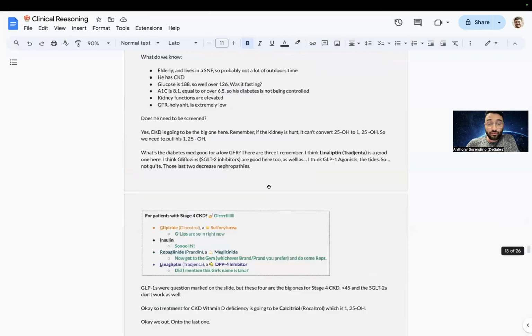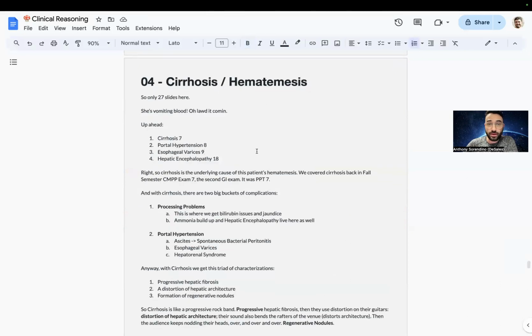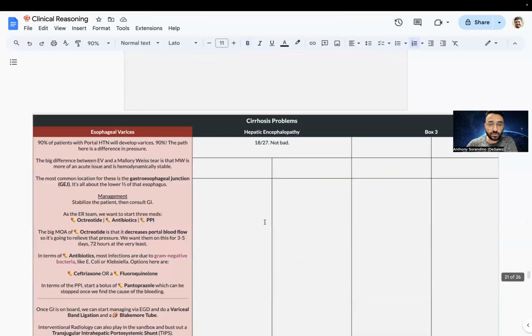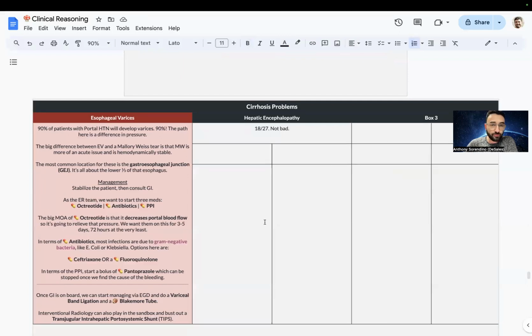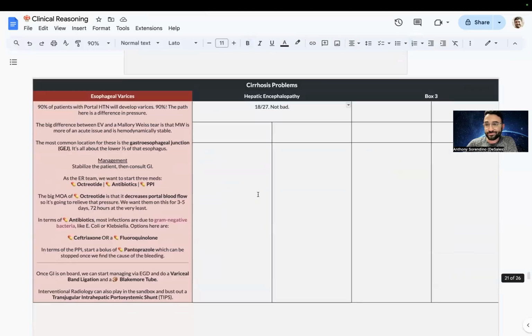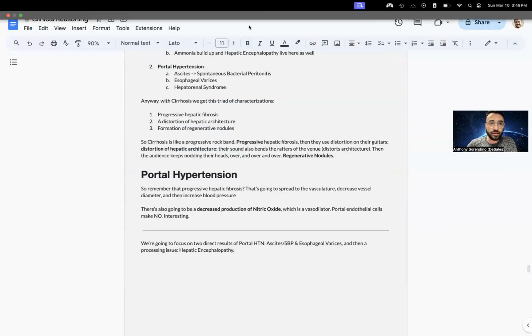That's it. I'm going to finish doing cirrhosis, hematemesis. I'm going through some matrixing for this. I'm about more than halfway done. That's it. That should be it for this exam. So that's it. I'll see you in the next one.